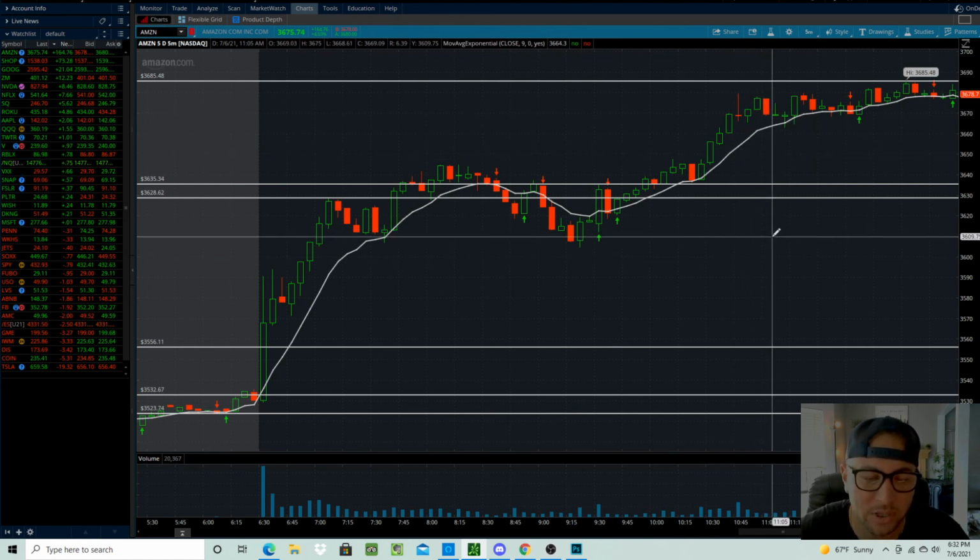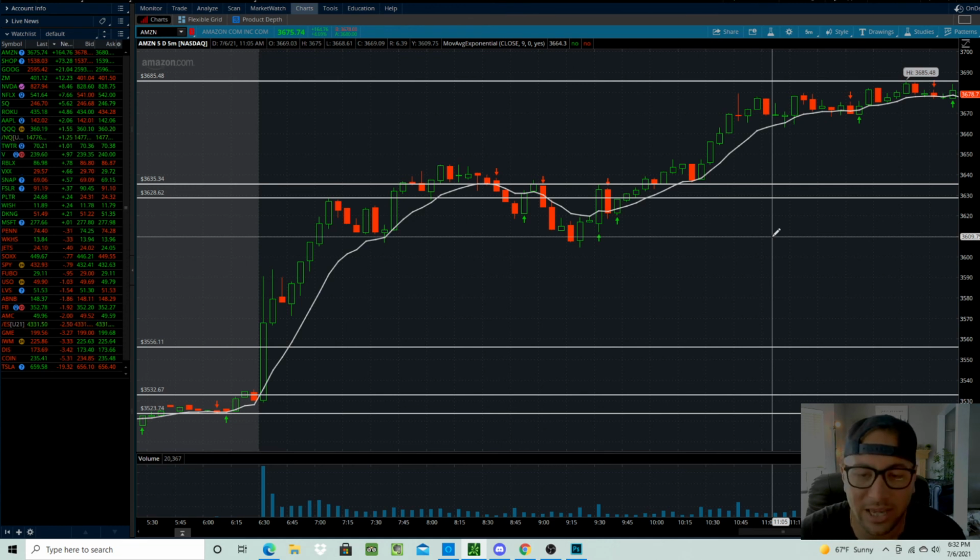Two examples on Amazon of how you could have potentially traded it. First example, you could have got in off of the break, essentially rode it for 164 points all day. Obviously, we know that more than likely wouldn't have happened. You would have been scaling out along the way.